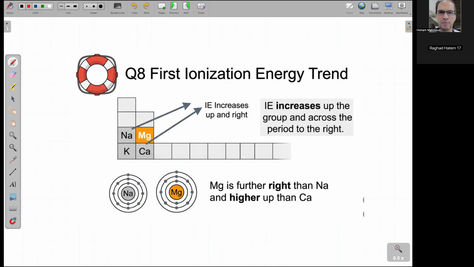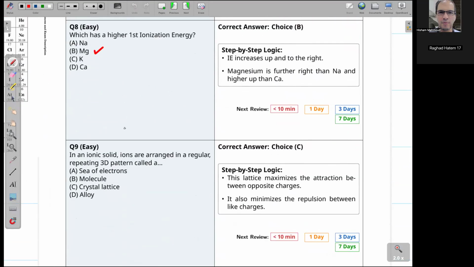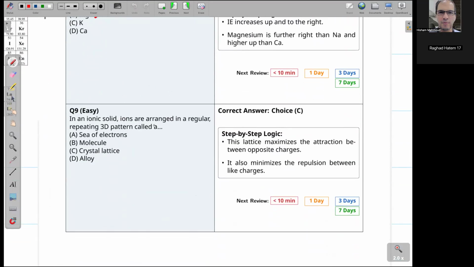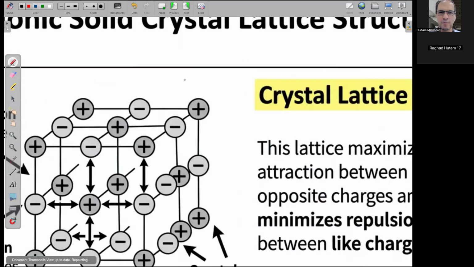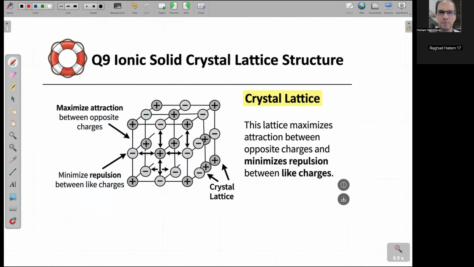Okay, let's see the next question, MCQ number 9. In an ionic solid, ions are arranged in a regular repeating pattern called what? Crystal lattice. Excellent. The crystal lattice is the structure that has a repeated and regular structure. It's made from positive ions surrounded by negative ions from all sides and negative ions surrounded by positive. This decreases the repulsion and increases the attraction between the oppositely charged ions, and that, of course, is a very strong structure.